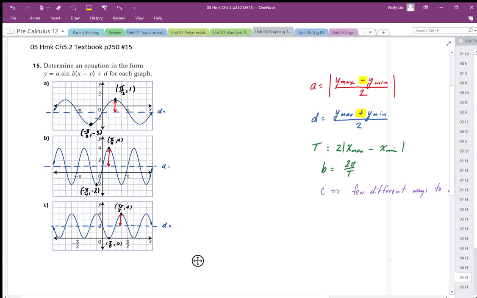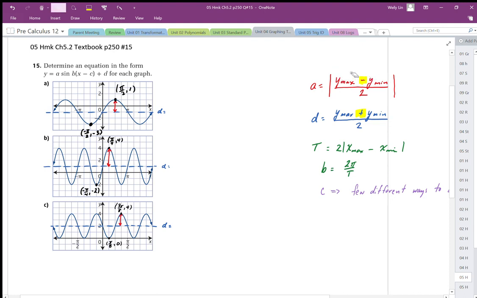To find the equation of the sine function, where y equals a sine b times (x minus c) plus d, we need to know how to find the different parameters a, d, b, and c. So a is based on this formula here, and it's based on the subtraction of y coordinates.